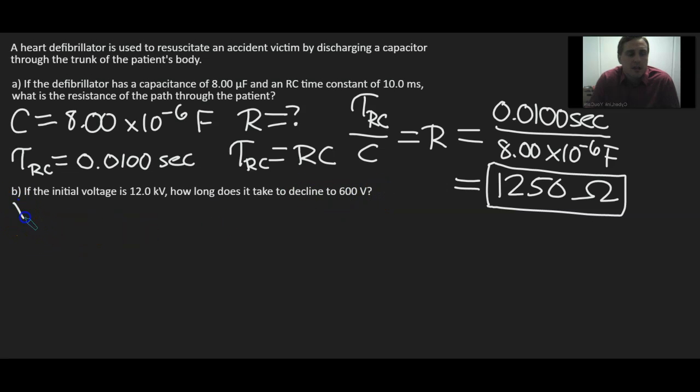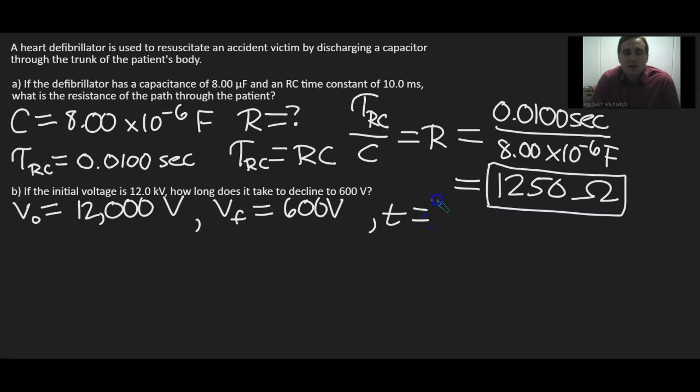Okay, so we're going to say the initial voltage is 12 kilovolts, is 12,000 volts, and we know that V final is 600 volts after some time. And we want to know what is that time that it takes to decay to this 600 volts. Okay. Well, we also already know the time constant, and we also know what the resistance and the capacitance is.